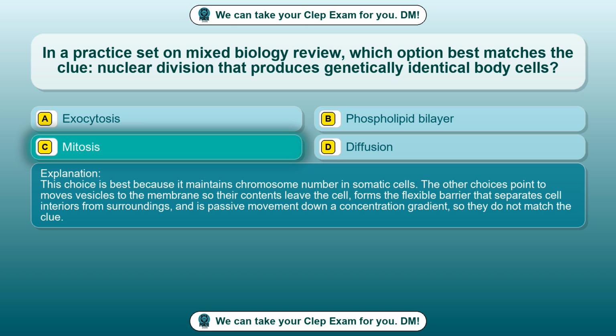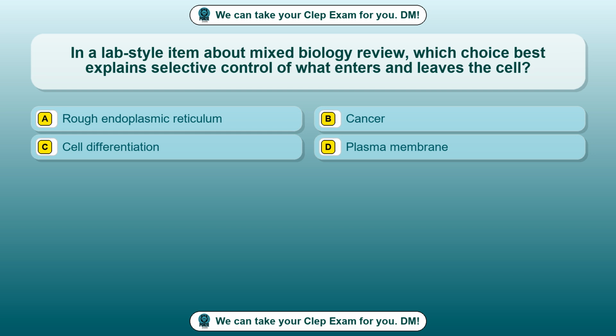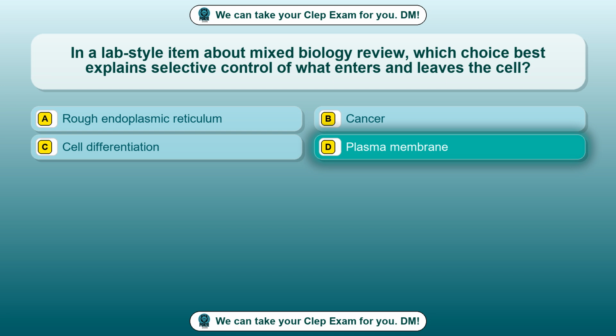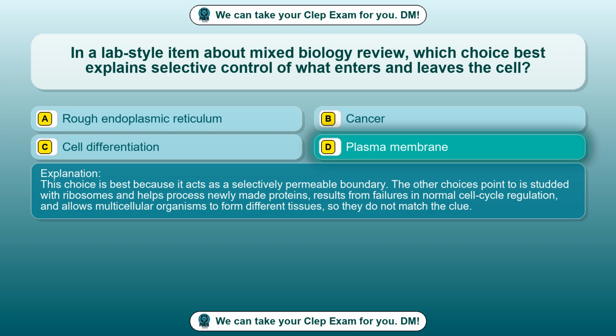Question 90. In a lab-style item about mixed biology review, which choice best explains selective control of what enters and leaves the cell? Option A, rough endoplasmic reticulum. Option B, cancer. Option C, cell differentiation. Option D, plasma membrane. The correct answer is option D, plasma membrane. This choice is best because it acts as a selectively permeable boundary. The other choices point to is studded with ribosomes and helps process newly made proteins, results from failures in normal cell cycle regulation, and allows multicellular organisms to form different tissues, so they do not match the clue.